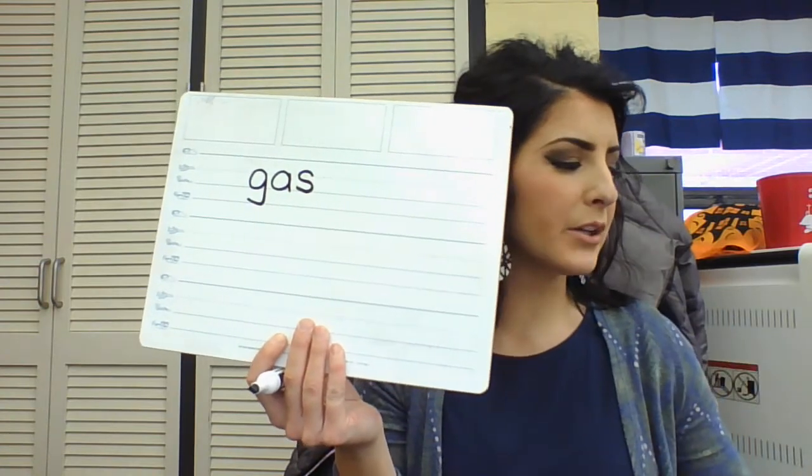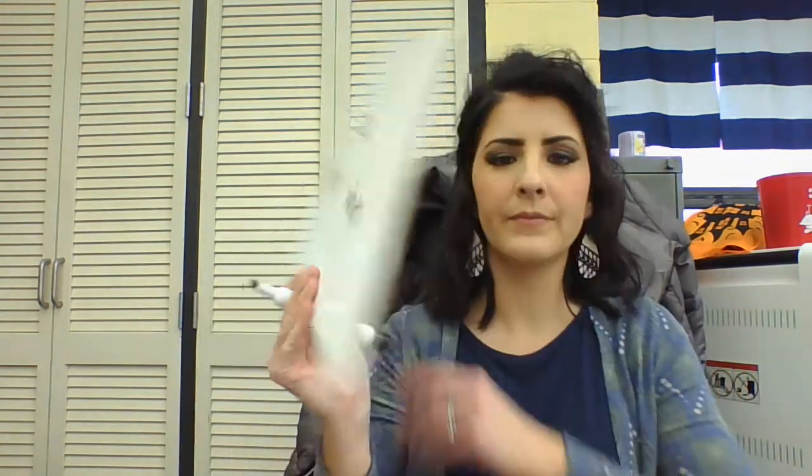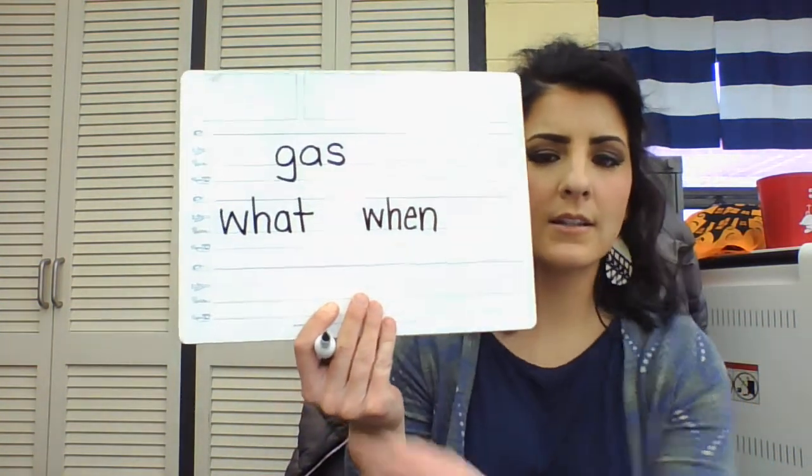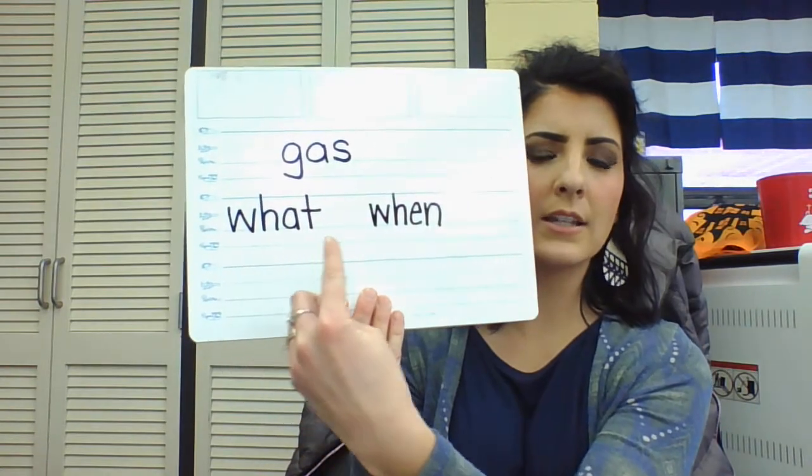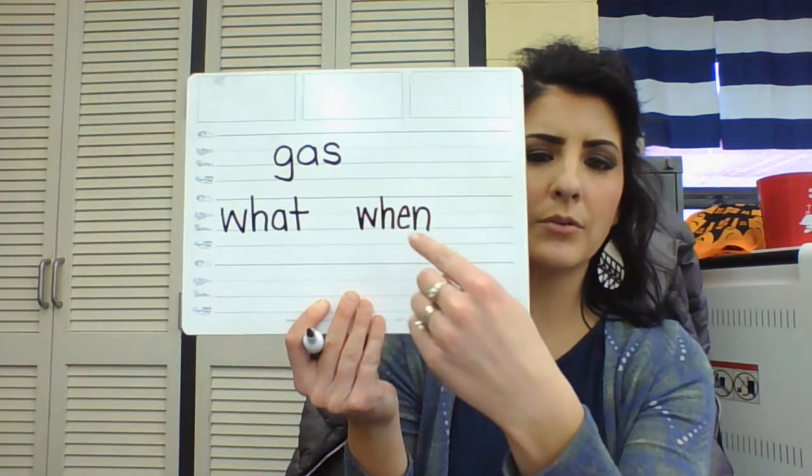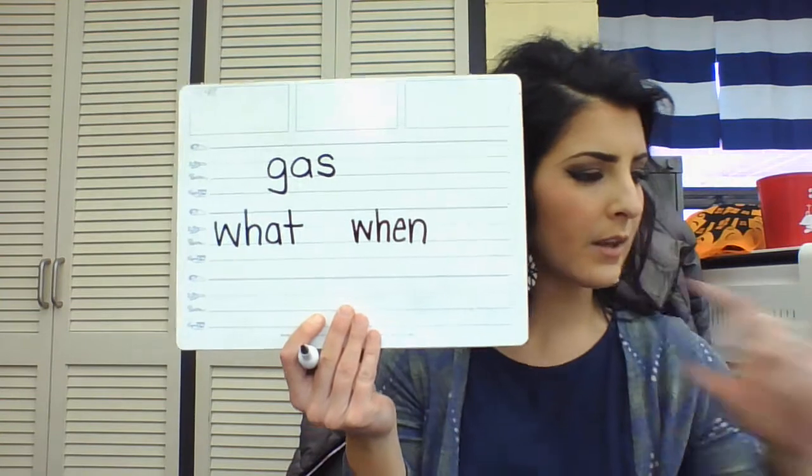Now we're going to build 2 trick words. We're going to build the trick words what and when. So let's do what? W-H-A-T and when. W-H-E-N. What? W-H-A-T and when. W-H-E-N. Once you have those done, you can go ahead and clear your whole board.